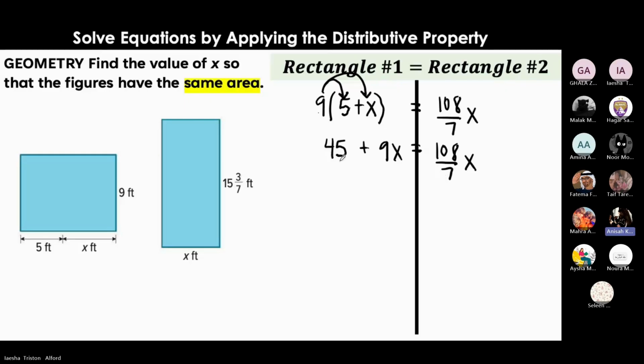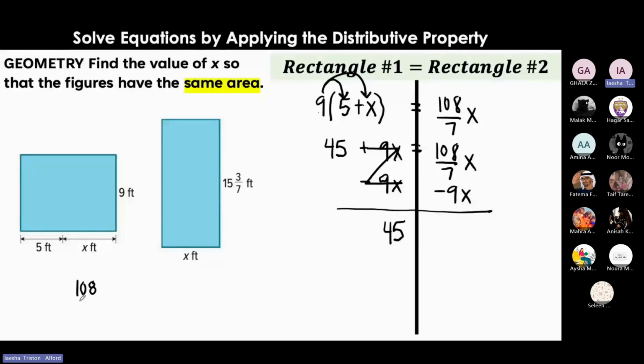From here, we're going negative 9x, so subtract 9x both sides because I have 2 variables with x. So this one, 0. The 45, keep it down. In the calculator, 108 over 7 subtract 9. And the fraction equals positive 45 over 7.